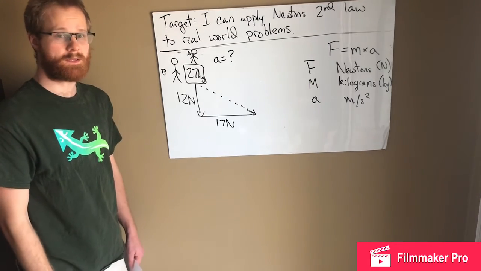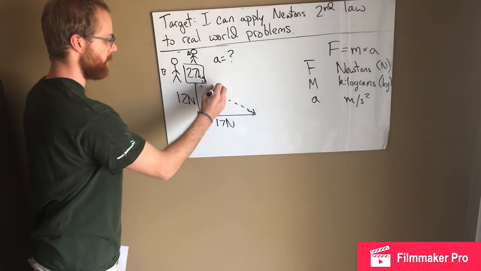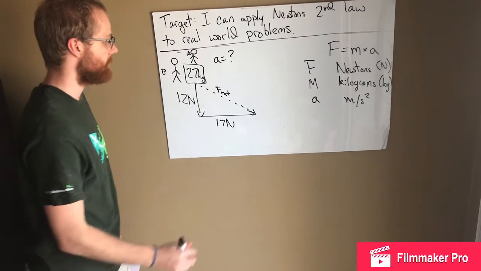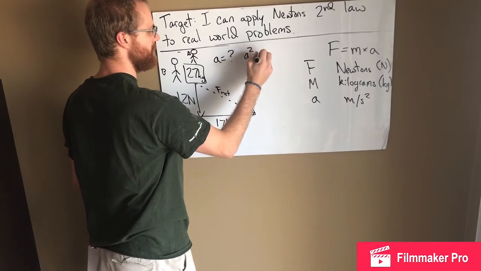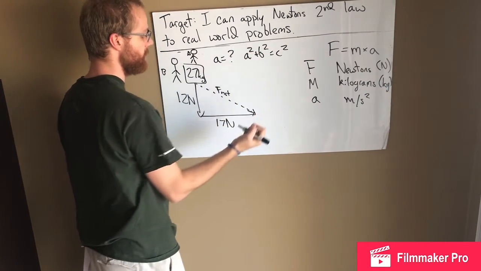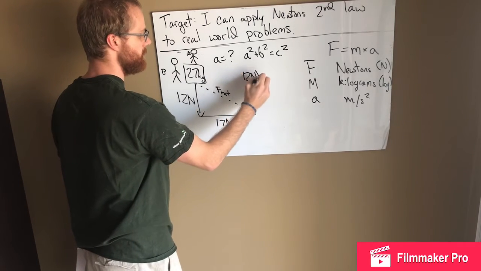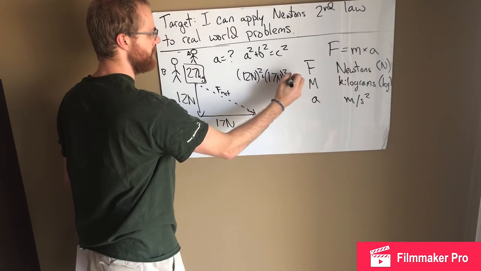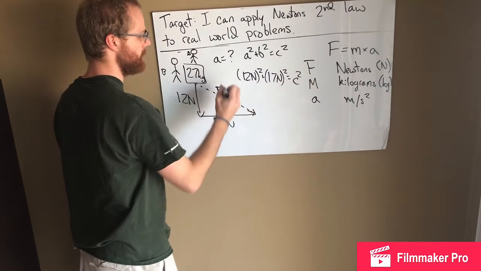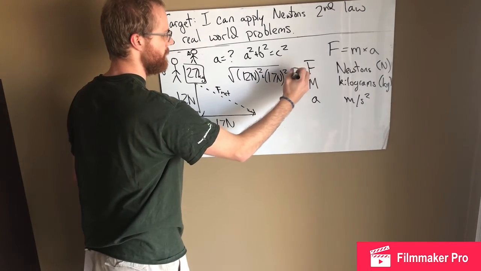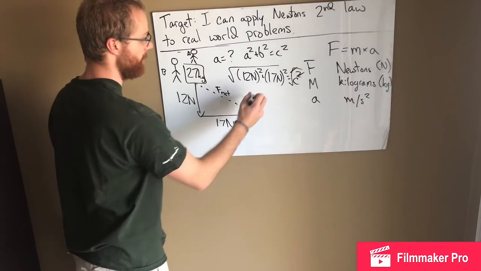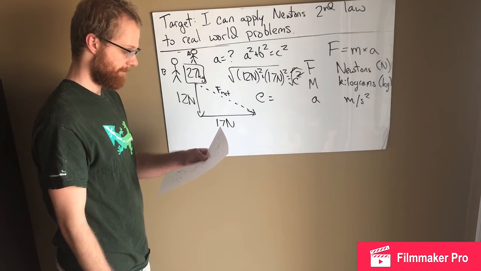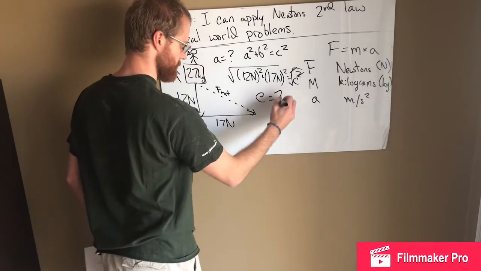So using Pythagorean theorem, I can solve for the net force, or my hypotenuse. Okay, let's do that. A squared plus B squared equals C squared. And 12 newtons squared plus 17 newtons squared equals C squared. I can take the square root of both sides. That cancels out my C squared. And when I plug those numbers into my calculator, I should determine that the net force is 20.8 newtons.